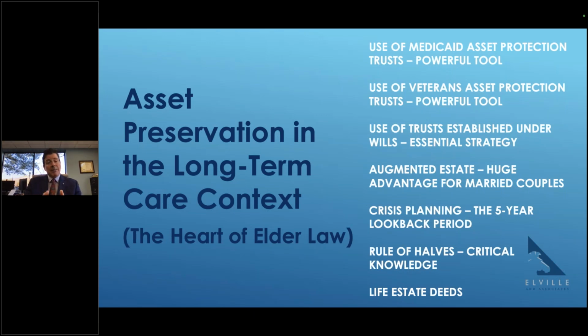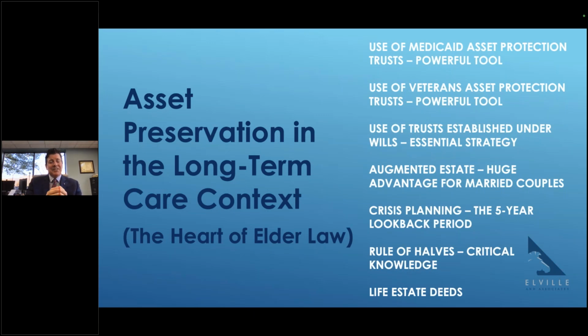Use of trusts established under wills. So this is a technique where, let's say, heaven forbid, someone has a spouse who has a progressive illness or a dementia of some kind. This is a technique that can be used to protect assets in ways that are not invasive. With no divestment of assets, it can be structured in such a way that assets could be protected depending on which spouse dies first. So this is a very big planning technique.